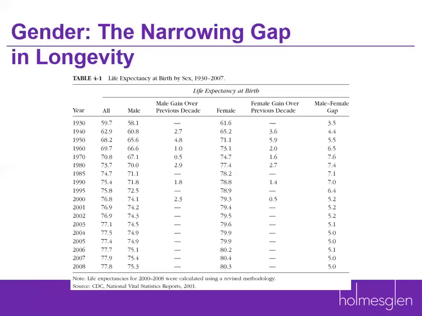Are males living longer or females living less long? Life expectancy is going up. I think men are catching up. Is that what that's saying? Or are they? I mean, 58.1 to 61.6 versus 75 to 80, that actually looks wider to me. Yeah, 3.5 to 5. So it was wider there. It's narrower now than it was, but it's still wider than it was way back.